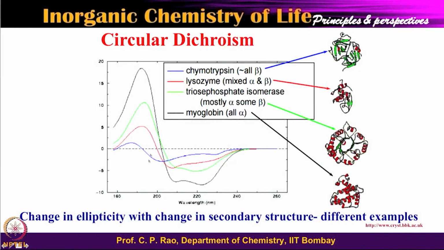If you look at even the simplest technique which we may think of, circular dichroism, as you can see, you have features which are very characteristic of alpha helical structures, beta sheet structures, etc. You can see this from this figure. This is just an example I am showing, but that does not mean it is only this one.